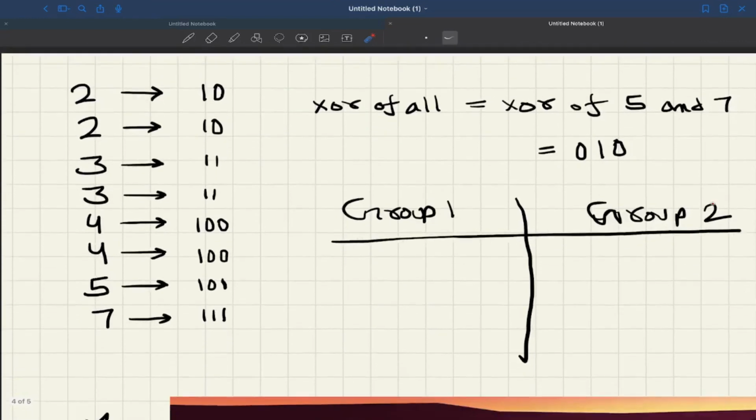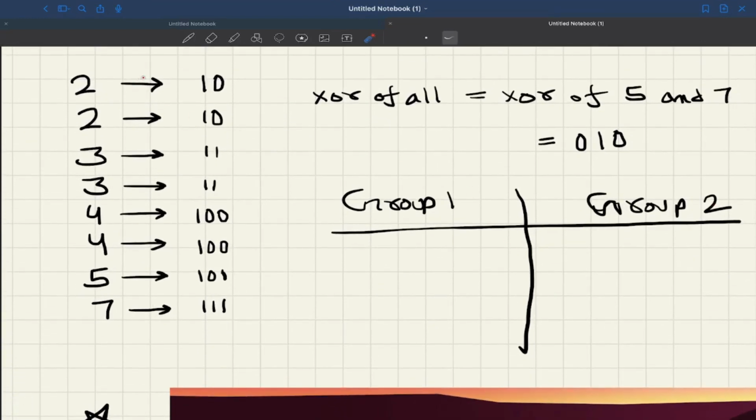Let's take an example. Let's say in my array I have these numbers 2, 2, 3, 3, 4, 4, 5, 7, and these are their binary representations. Now if I take the XOR of all these numbers, 1 0 will get cancelled by 1 0, 1 1 will cancel, 1 0 0 will cancel 1 0 0. So the XOR of these numbers will be equivalent to the XOR of 5 and 7, which are the unique numbers. And if you take the XOR of 1 0 1 and 1 1 1, you will get 0 1 0.